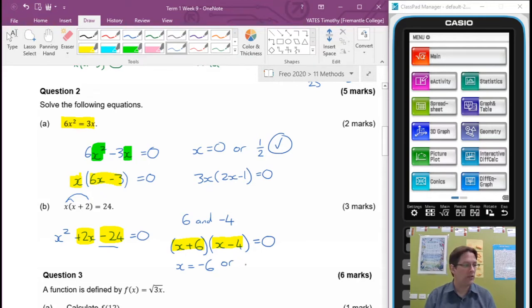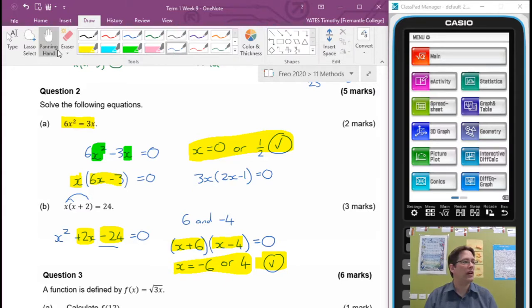So our two answers, let's separate that out a bit. Our two answers are x equals negative 6 or 4. And that's our answer there. So x equals negative 6 or 4. I'll highlight these as my solutions just so it's completely clear that that is what I've got there. So that's our first questions, question 1 and question 2 of the calculator free.